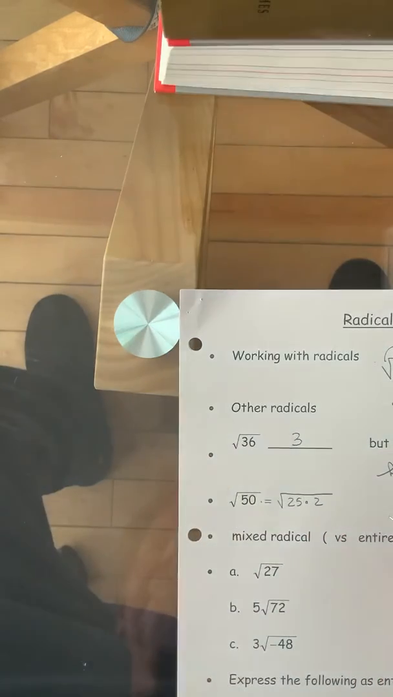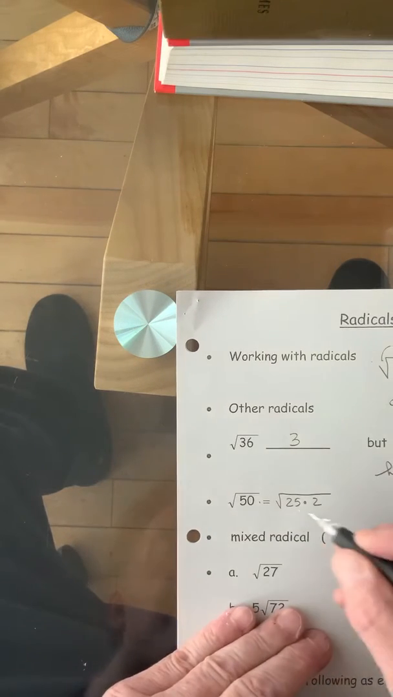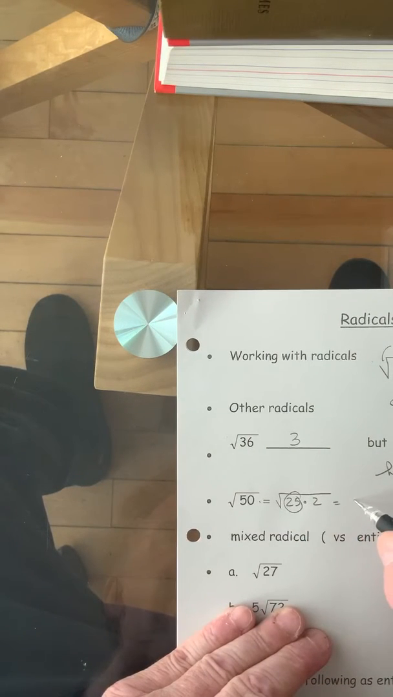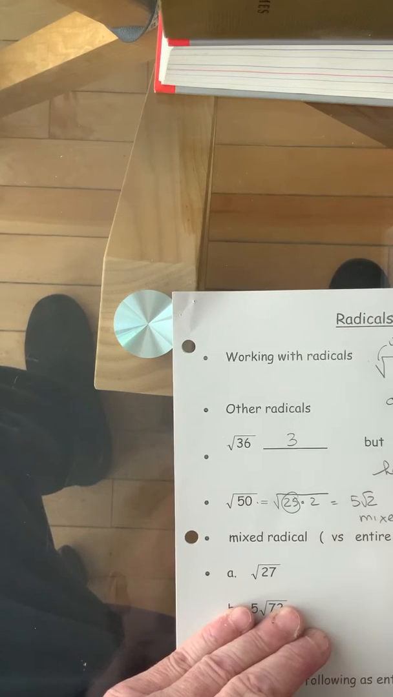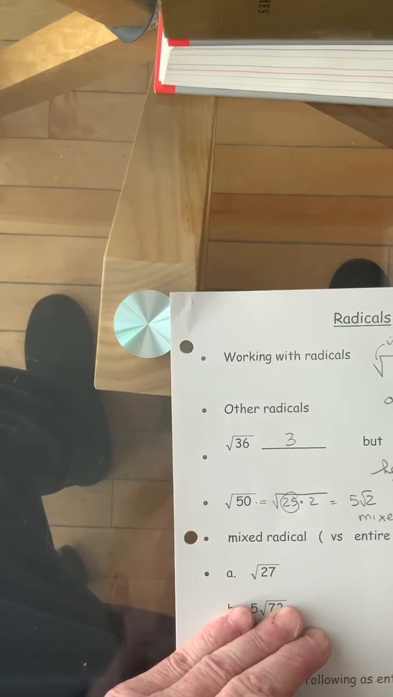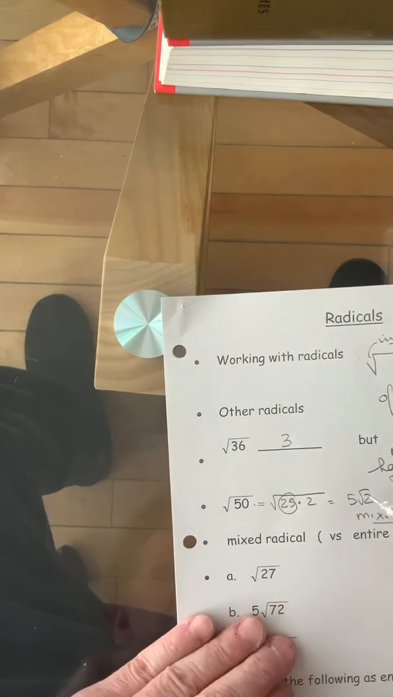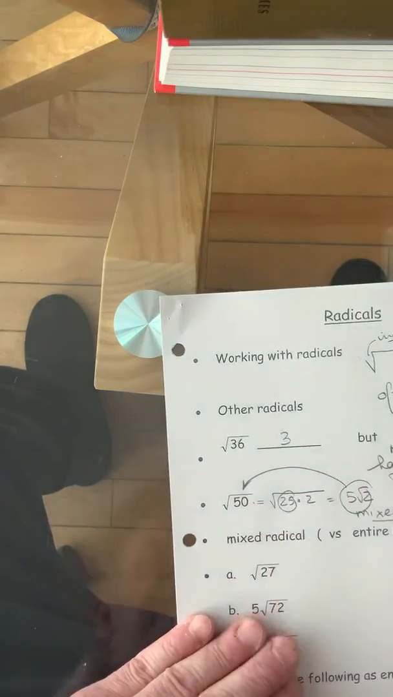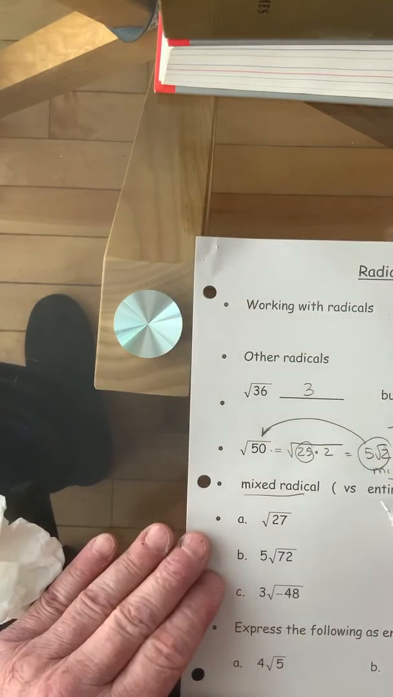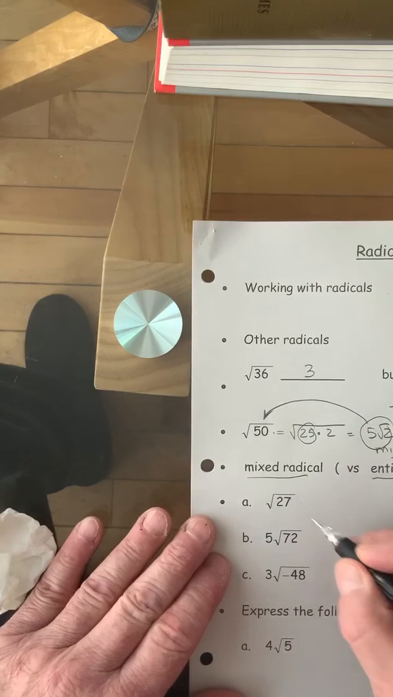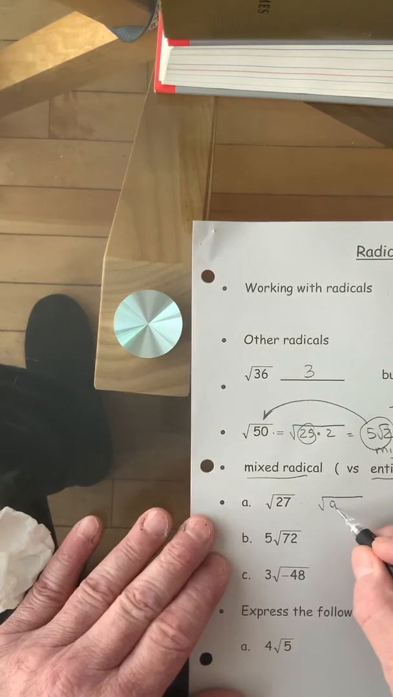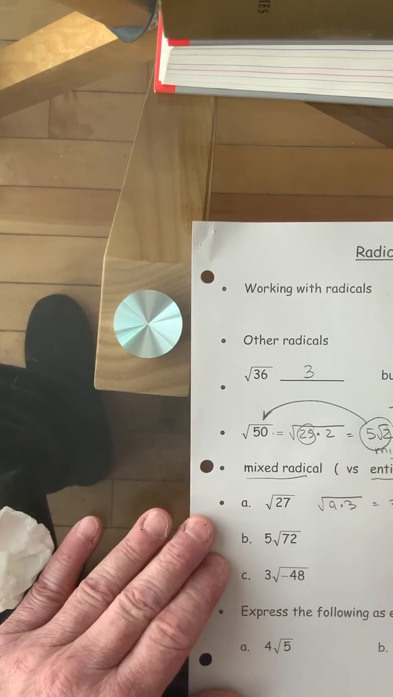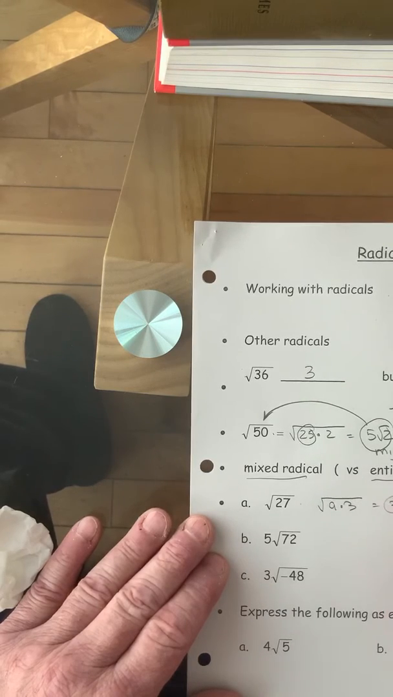25 times 2. I know the square root of 25, so I'm going to change this to 5 root 2. A mixed radical is simpler. This is simpler than this. Mixed radicals compared to entire radicals. When I see 27, I'm thinking 9 times 3, 3 root 3. 3 squared is 9, times, backwards.